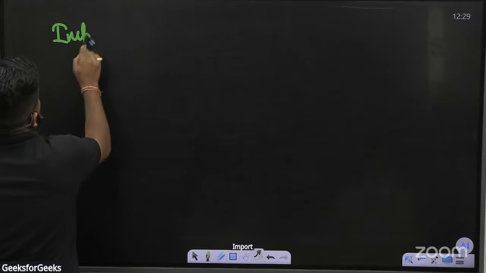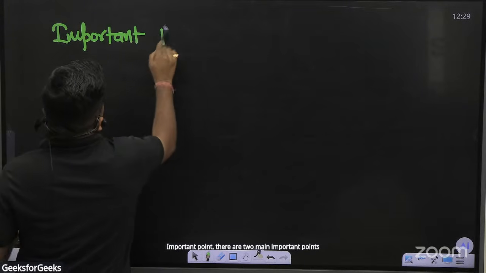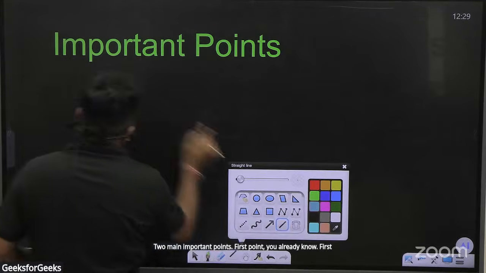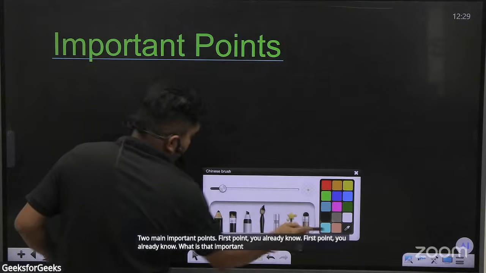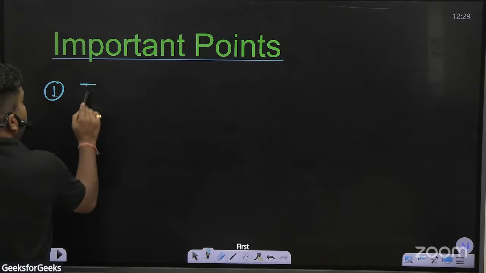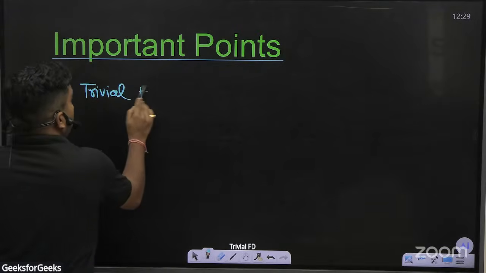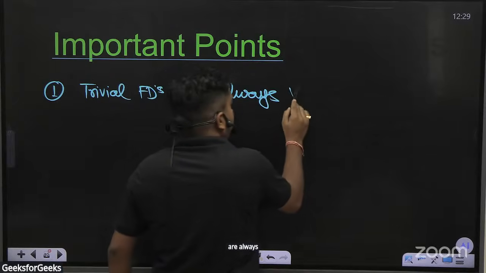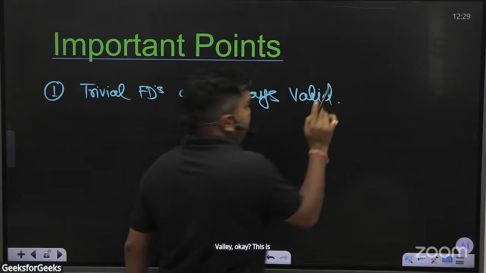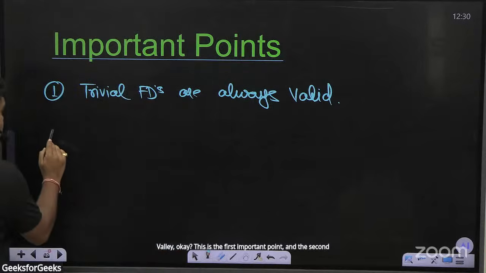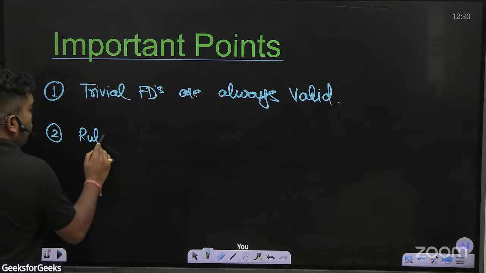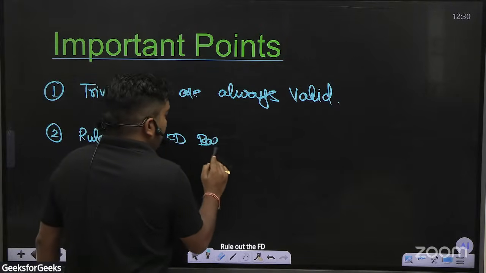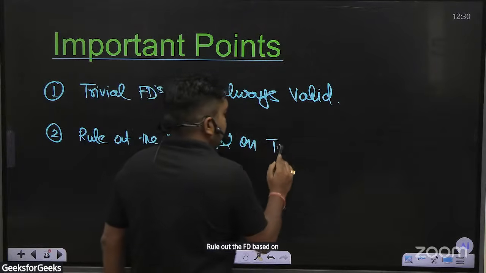There are two main important points. The first point you already know. First, trivial FDs are always valid. And the second important point is that you can rule out an FD based on table instances.